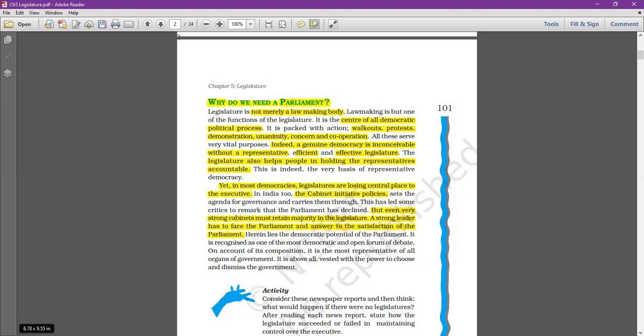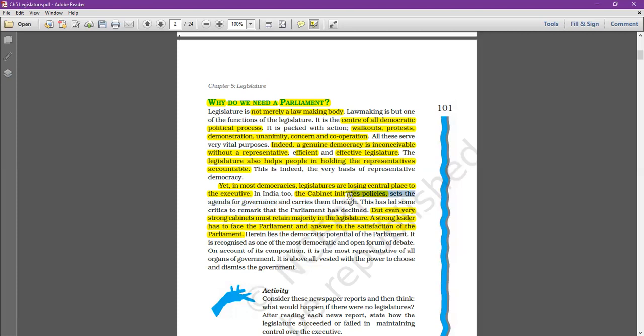But the law, like the bill, which is brought in the parliament, is passed from the Lok Sabha, Rajya Sabha, then it goes to the president. That's how it becomes an act. But the bill is introduced by the ministers, by the cabinet. So it is said that in India too, the cabinet initiates the policies. It brings the bills. It sets the agenda for governance.